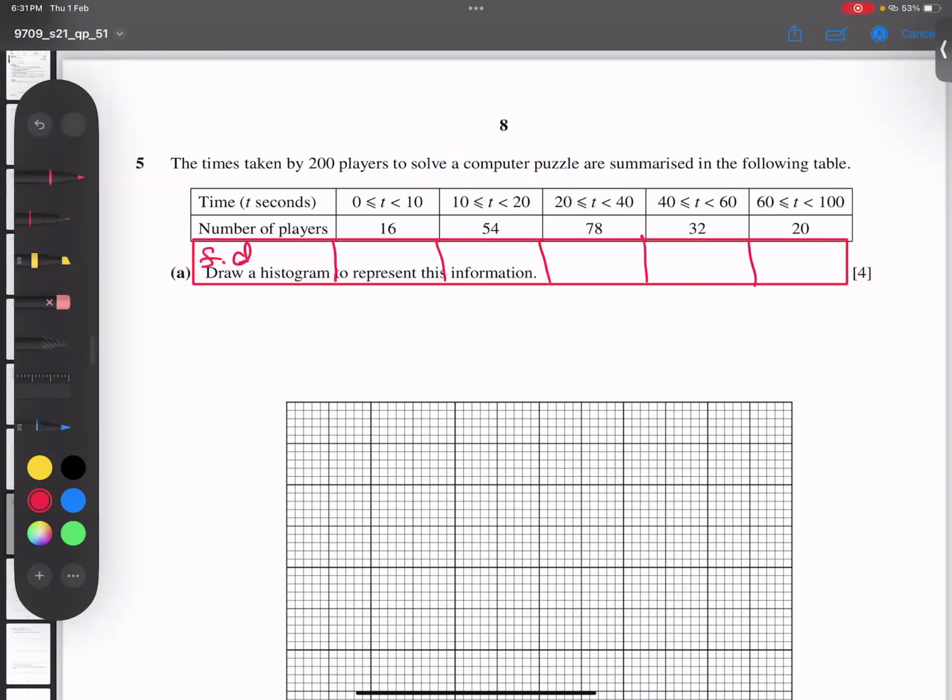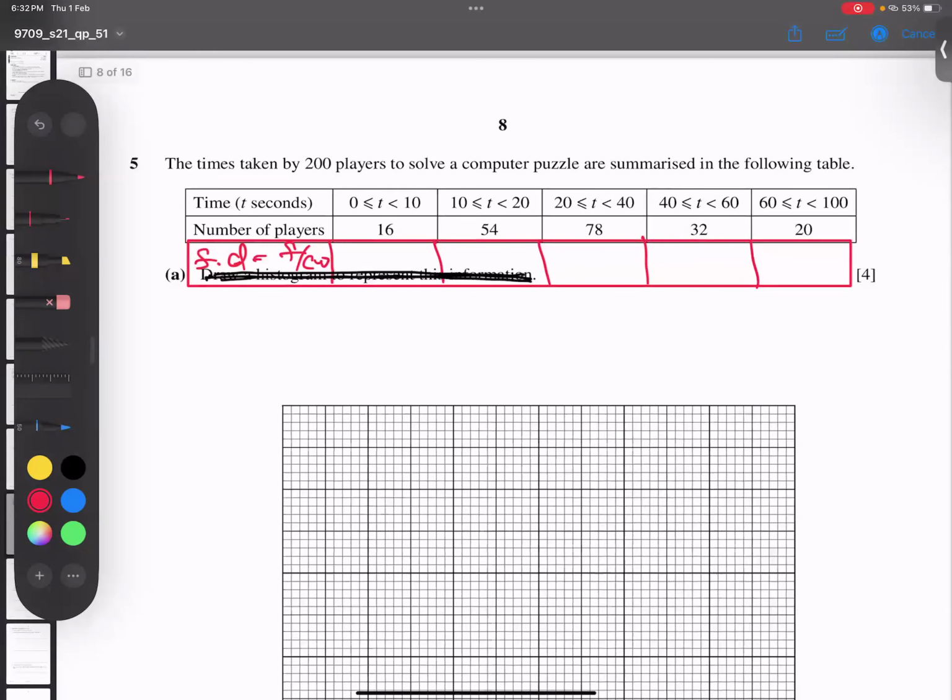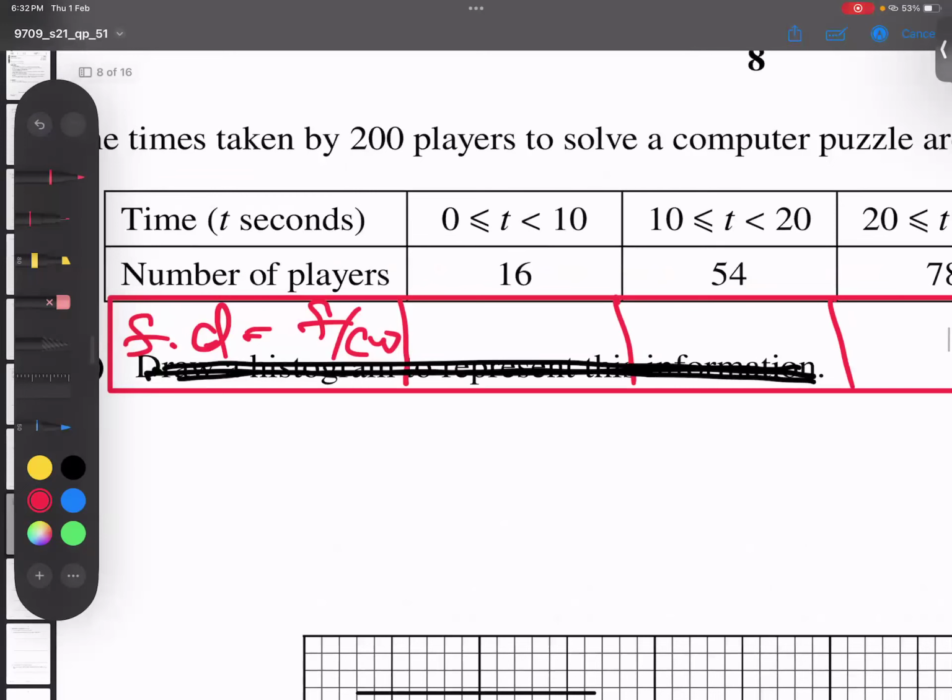frequency density. And how can we find frequency density? The formula is frequency divided by class width. So frequency is 16 and the class width is the difference, 10 minus 0. So 16 over 10 minus 0, I get 1.6.